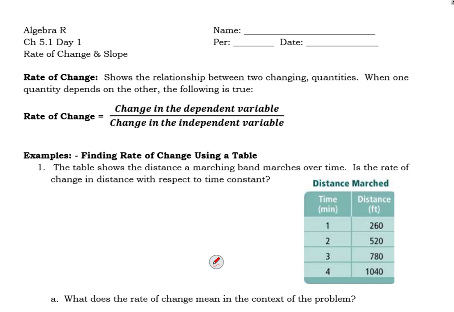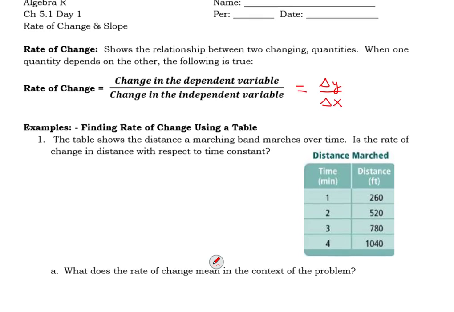And remember that rate of change shows the relationship between two changing quantities. When one depends on the other, the following is true. The rate of change is the change in the dependent variable over the change in the independent variable. You guys know it as delta y over delta x, change in y over change in x.